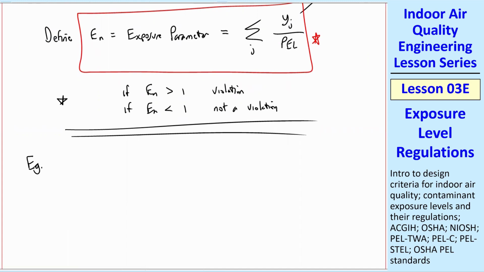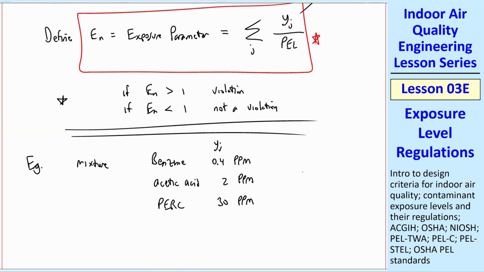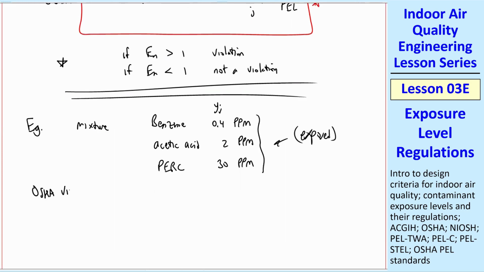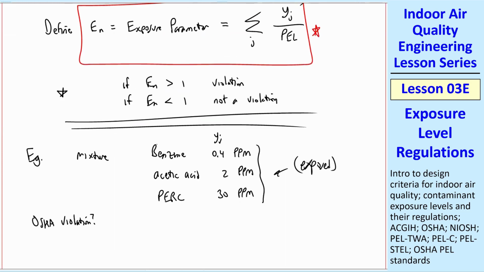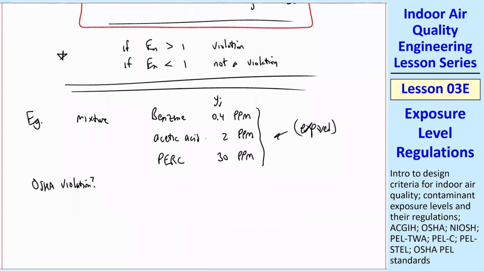Suppose we have a mixture in some kind of a chemical plant of 3 chemicals, benzene, acetic acid, and PERC, and let's just assume this is all time-weighted averages over 8 hours. So suppose that's 0.4 ppm, acetic acid, and then PERC measured for the workers. So these are all exposed. This is what the workers are exposed to. So we asked, is this an OSHA violation? Well, you use this definition of EN. You have to look up the PEL for benzene, acetic acid, and PERC. We already know what benzene is. That's 1 part per million.